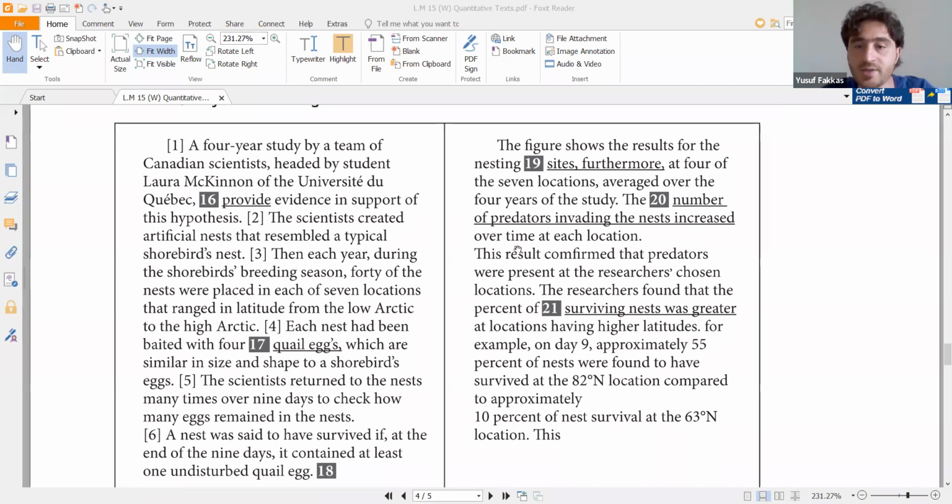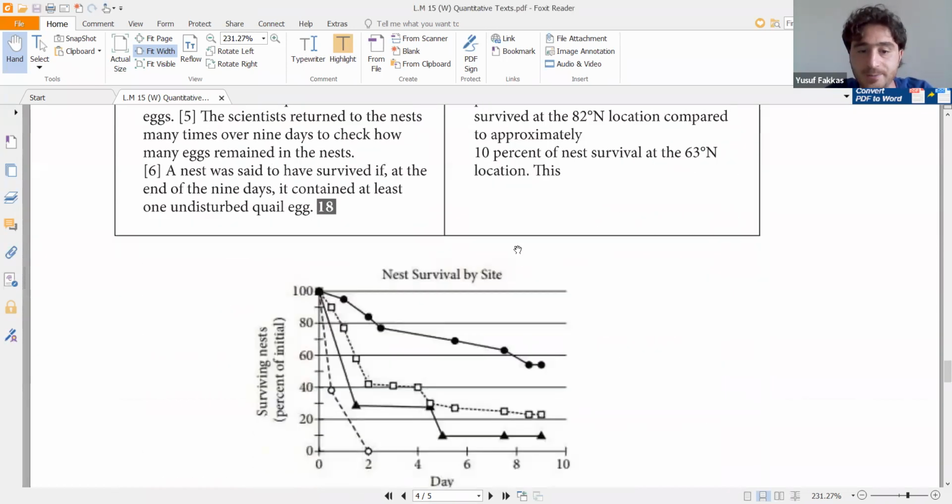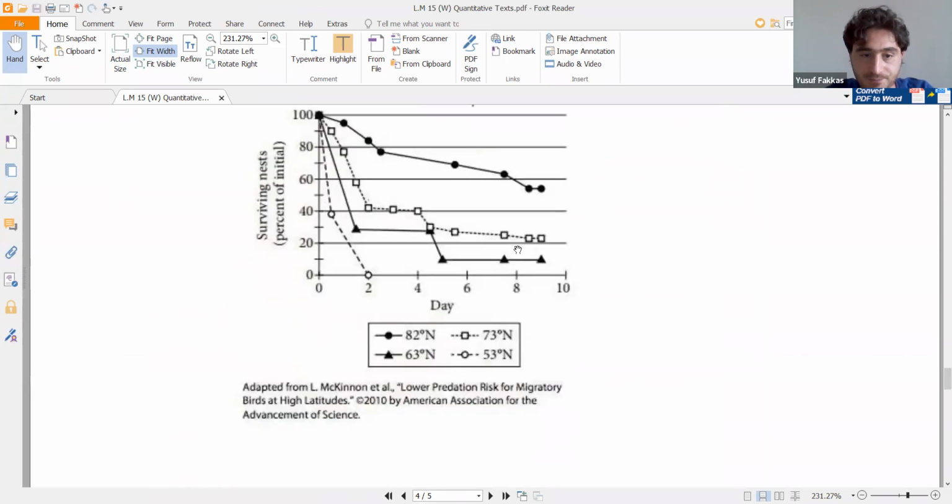Okay, guys, so the first question is saying that the figure shows the results for the nesting sites. Furthermore, at 4 of the 7 locations averaged over the 4 years of the study. Here's the question. The number of predators invading the nests increased over time at each location, right? Now, here's the thing.